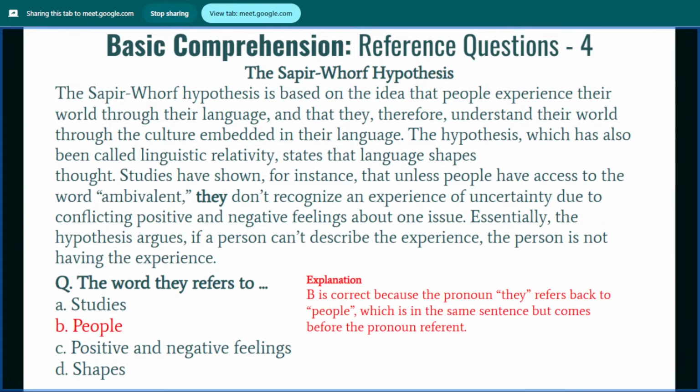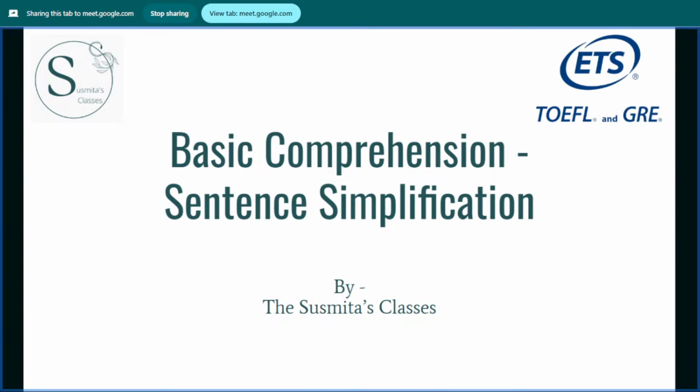Okay, that's correct, because the pronoun they refers to people over here, which is in the same sentence but comes before the pronoun referent. Clear? Any confusion till now? Anything that you guys did not understand? No, ma'am. It's easy, right? Very good. Now, next we have sentence simplification questions.